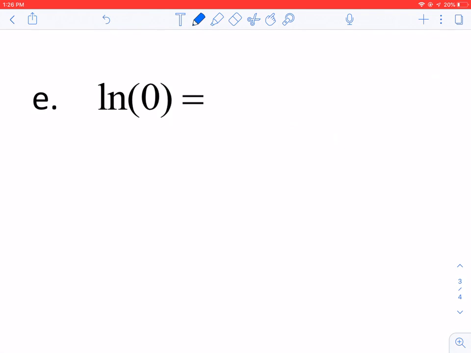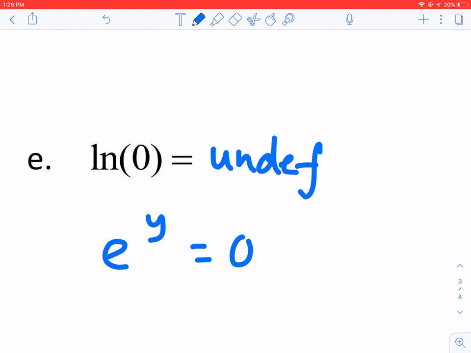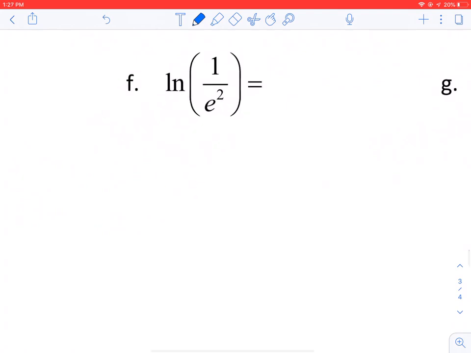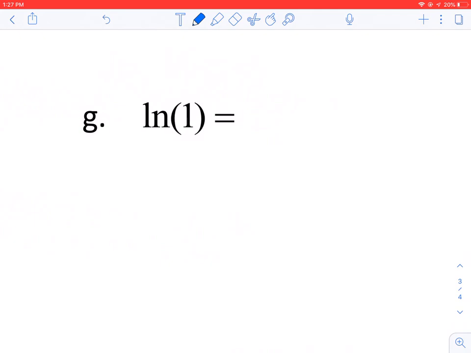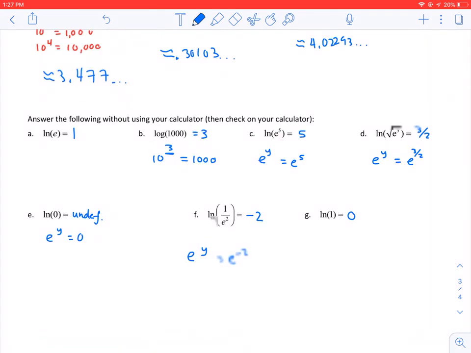All right, moving on. E to the what power is equal to 0. Can that be done? No, it cannot be done. So let me check on the calculator. If you type in natural log, that's next to the log button on your calculator, by the way. If you type in ln of 0, you get undefined. Alright, same idea here. E to the what power is going to equal e to the negative second. That's 1 over e squared. So that is negative 2. And e to the what power is 1. Anything to the 0 power is 1.